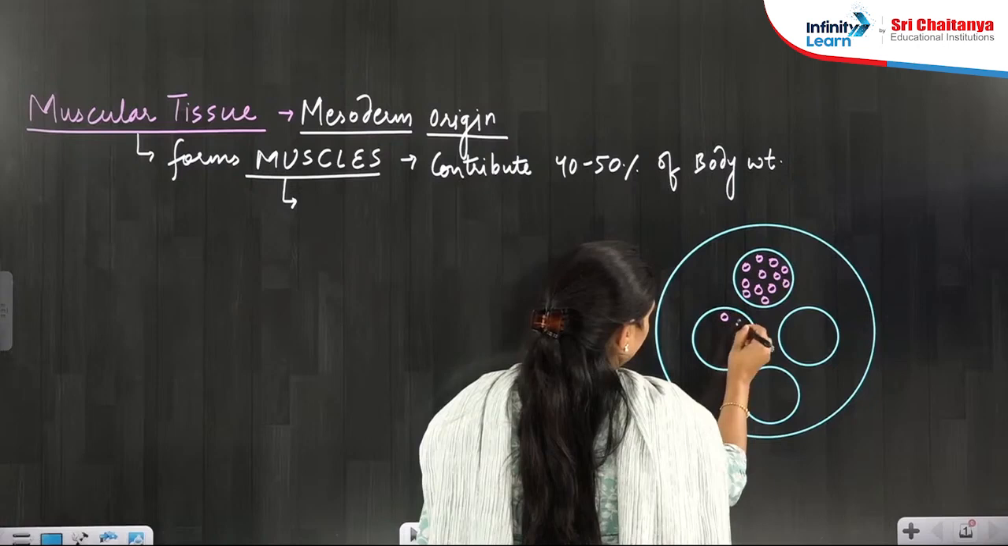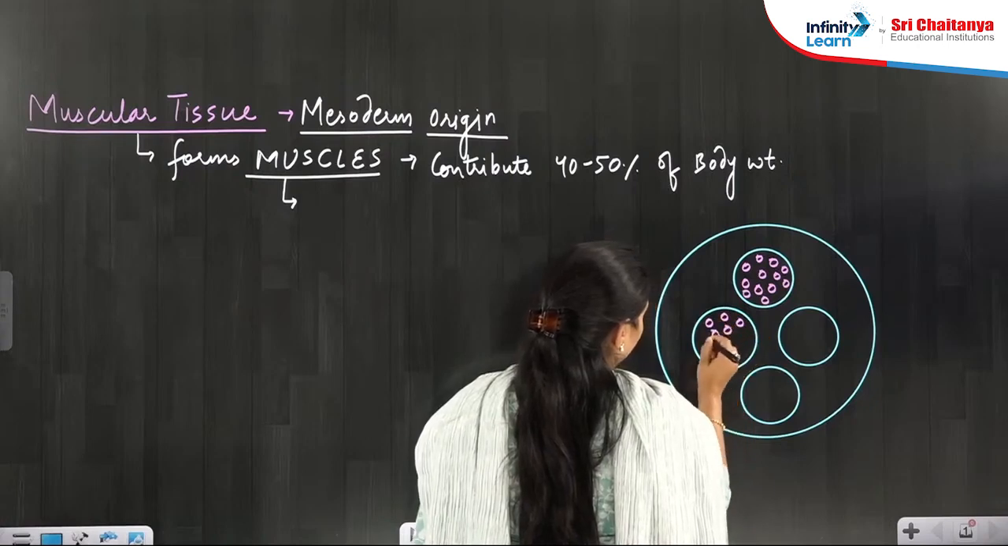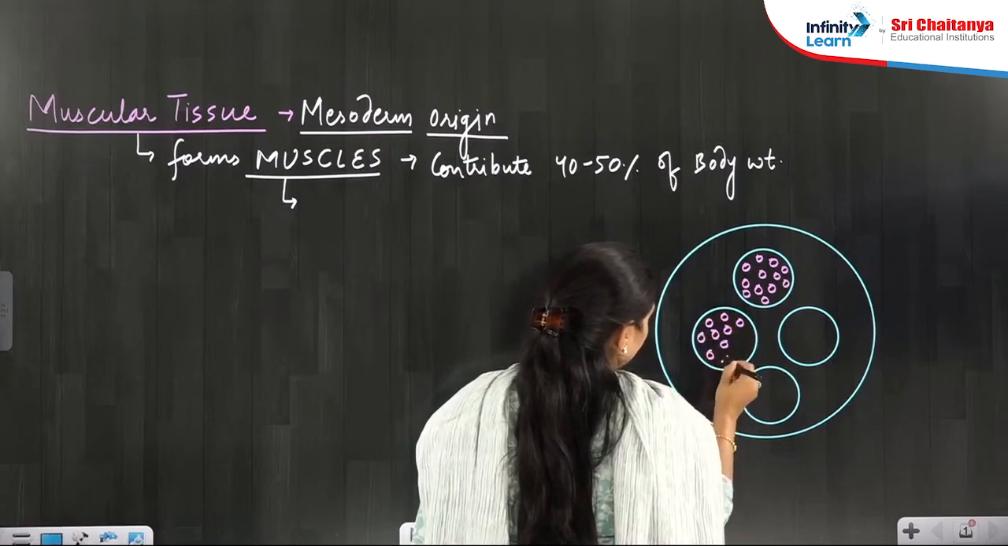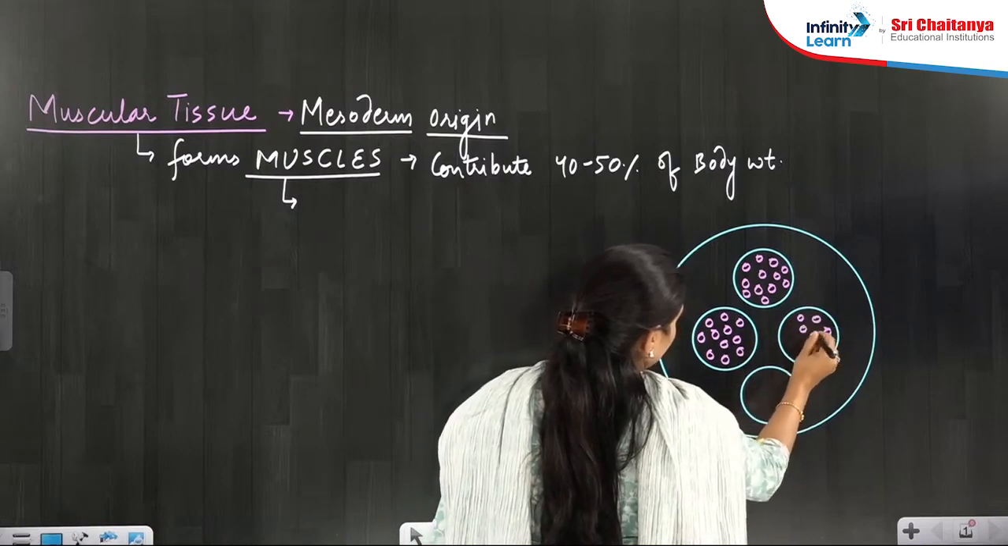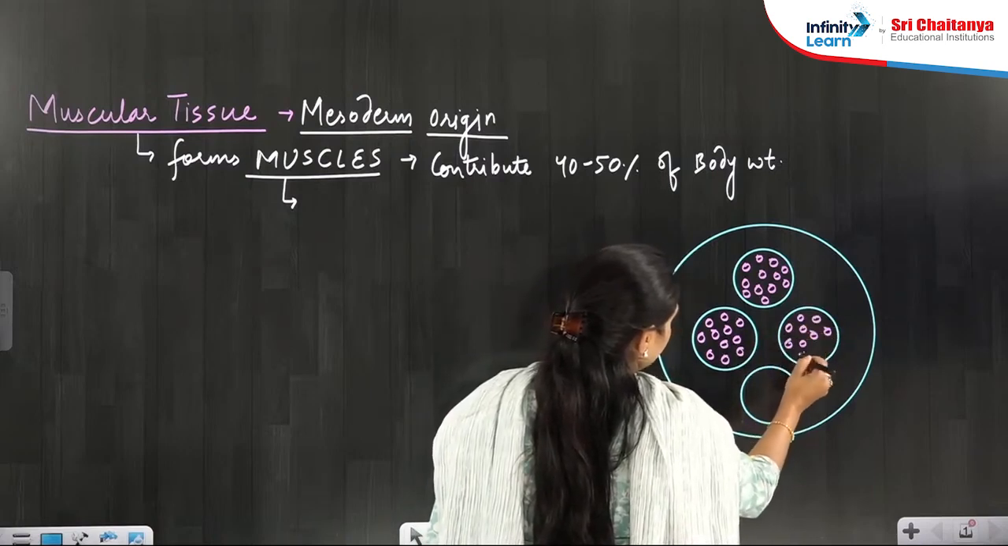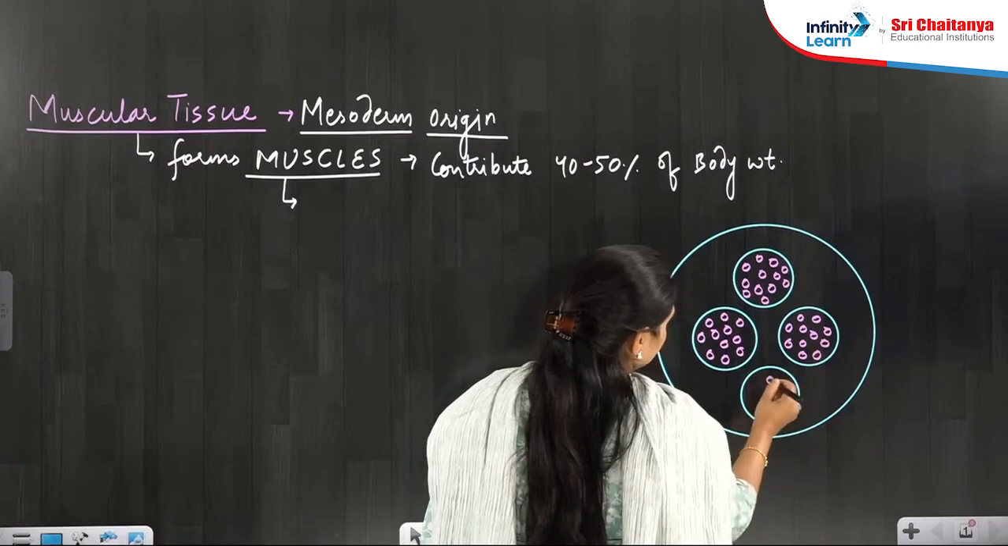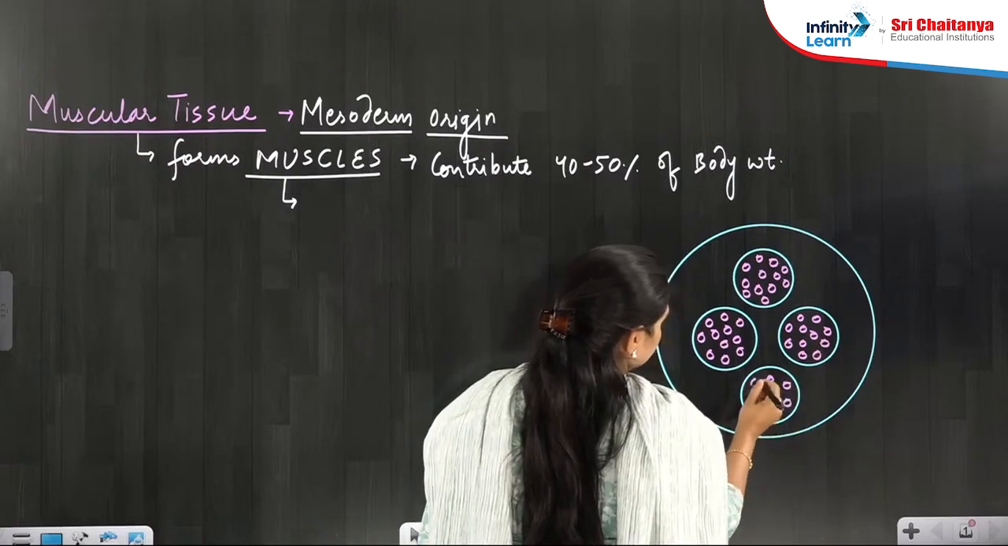So the pink colored one, I am giving you a cross section of the muscle. The pink ones are the muscle fibers. You can consider muscle fiber as a muscle cell. So these are the muscle fibers.